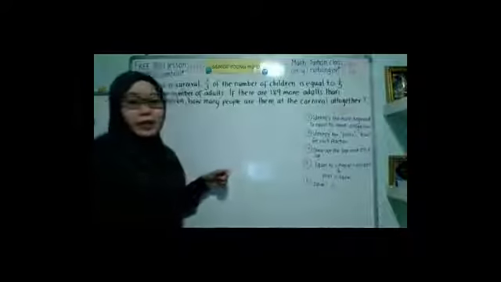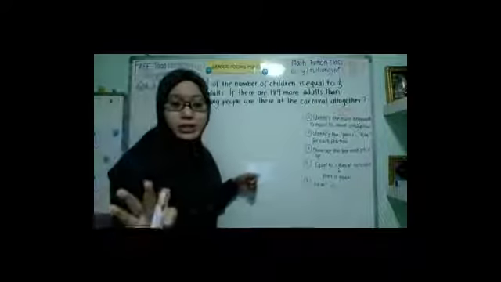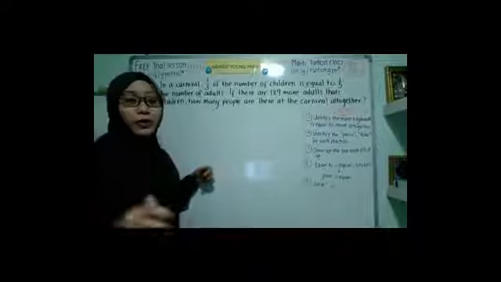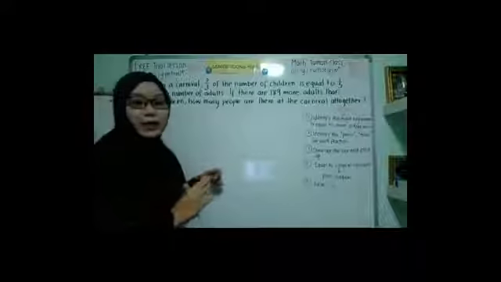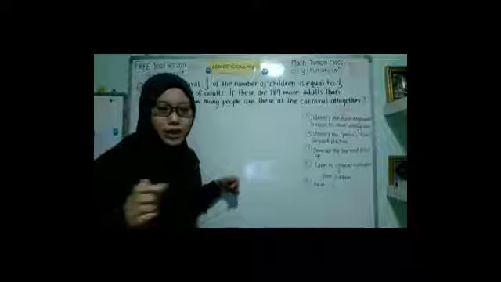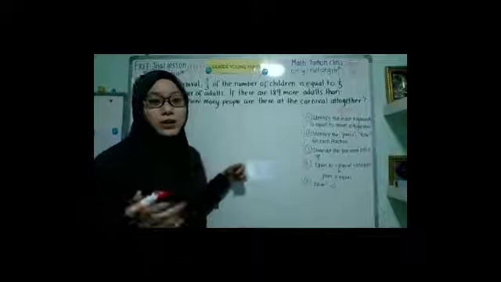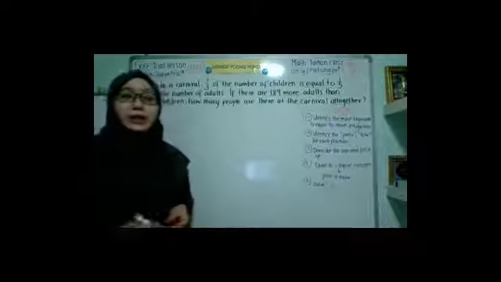The main keywords we need to identify in the question are, number 1, equal to. My students and those parents who attended my program before, they know whenever I underline the word equal to, they know what concept this is straight away. And then, there are 189 more adults than children. How many people are there at the carnival altogether? These are the main keywords.